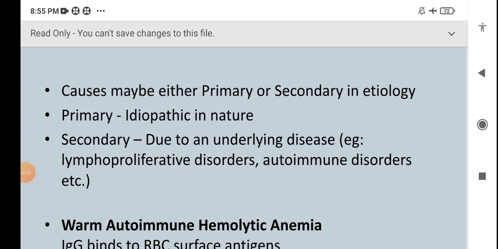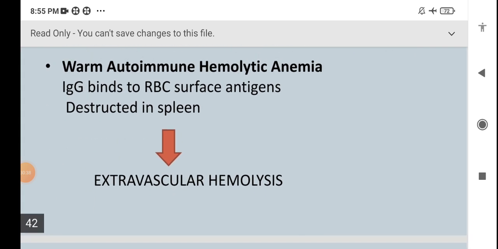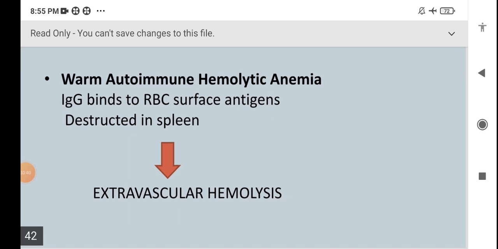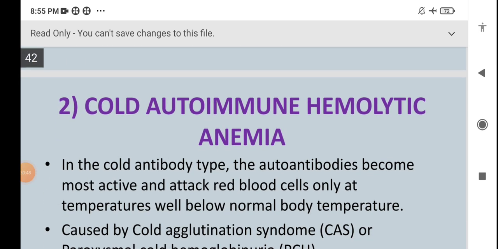Causes may be either primary or secondary in etiology. The primary is idiopathic in nature; secondary is due to an underlying disease, for example lymphoproliferative disorders or autoimmune disorders. Warm autoimmune hemolytic anemia: IgG binds to RBC surface antigens, and the cells are destroyed in the spleen, causing extravascular hemolysis.